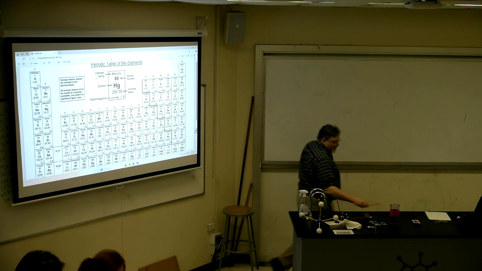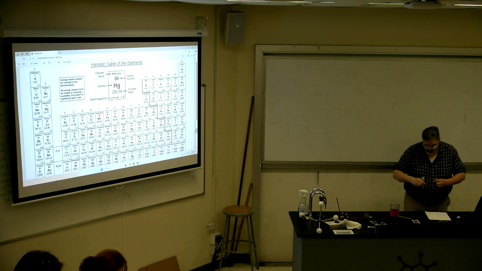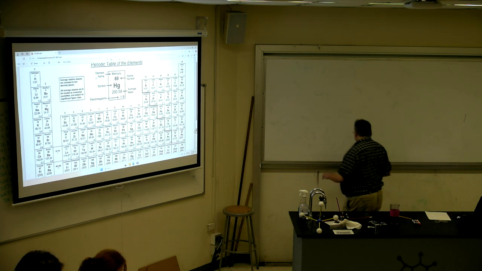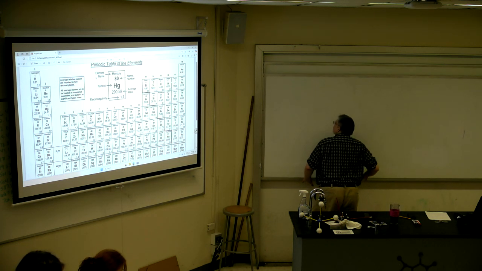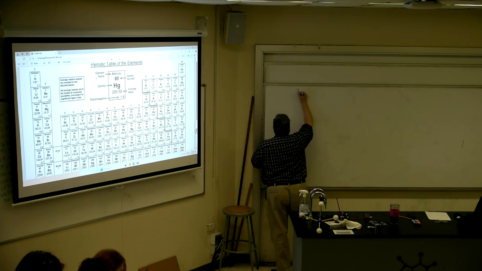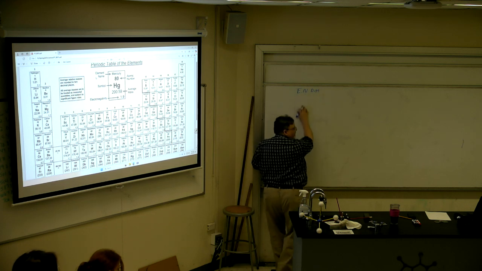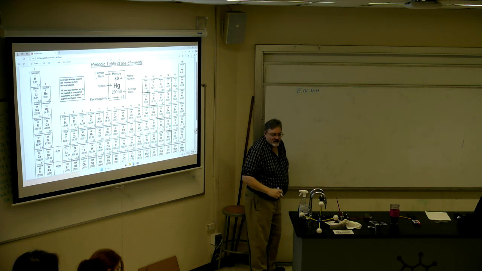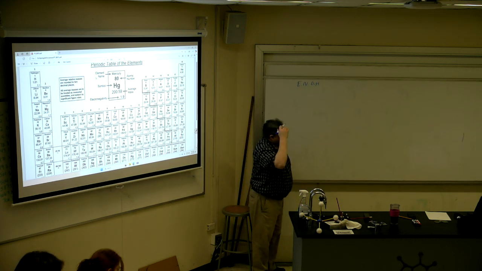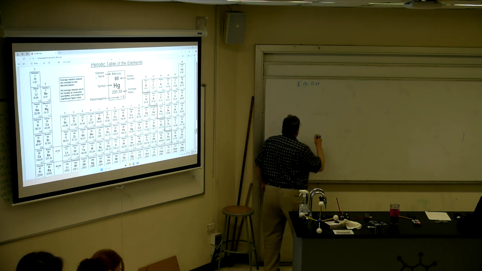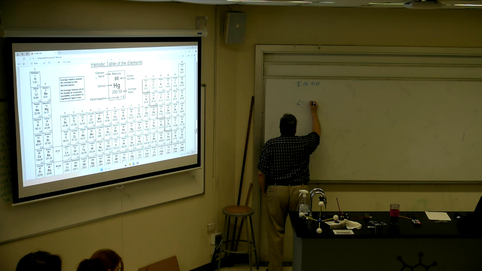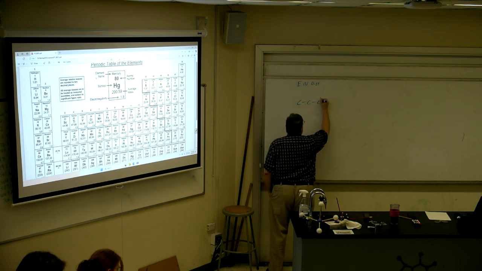Electronegativity. But what's really key is not just the electronegativity. So I do EN for electronegativity, just so I don't have to keep writing that big word. It's the electronegativity difference between two atoms in a bond. Let's say we were looking at this molecule.